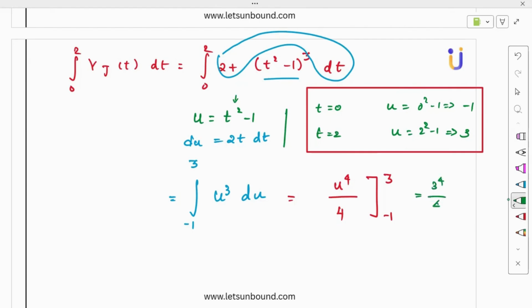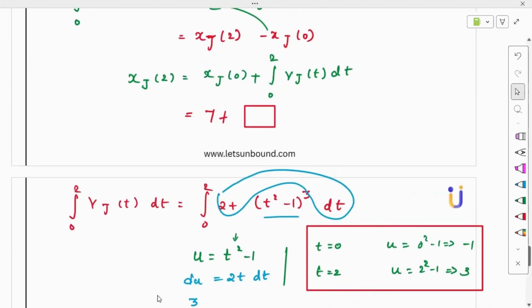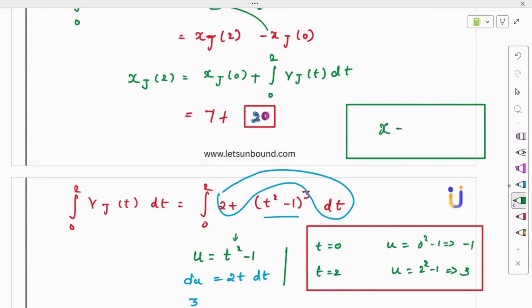3 power 4 by 4, subtract the lower limit, minus 1 the whole power 4 by 4. So 3 power 4 is 81 by 4, minus 1 power 4 is 1 by 4, which is 80 by 4, which is 20. So the integral part of the expression is 20. Now I put it over here. We are solving for xj of 2, so xj of 2 is 20 plus 7, which is 27. This is the final answer.